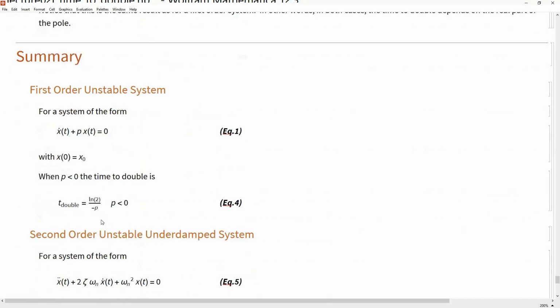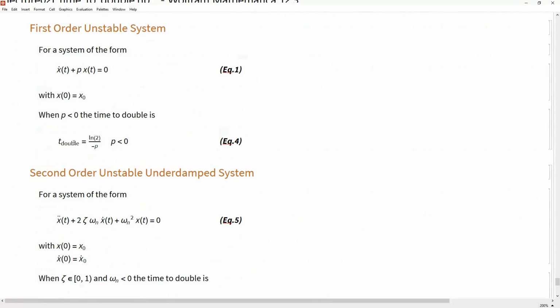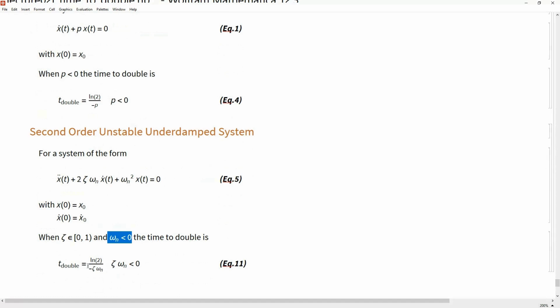And again, let's just put the summary. In fact, I think after all this discussion, we can fit this entire lecture onto one page if that's what we wanted to. We said for a first order unstable system that looked like this, the time to double was just natural log of 2 over negative p, when p is negative. And then for our standard second order system, in the case where we have an undamped and unstable situation, the time to double looks very, very darn similar. It's basically natural log of 2 over the real part of the pole. That's what happens in both these cases, in both equation 4 and equation 11. That's all it is. The time to double is just natural log of 2 all over the positive real part of the pole. So there you have it.